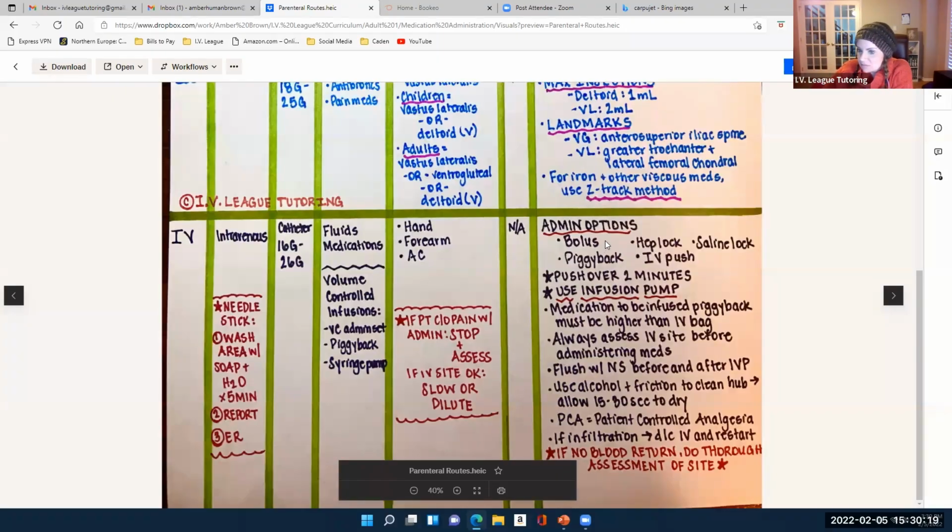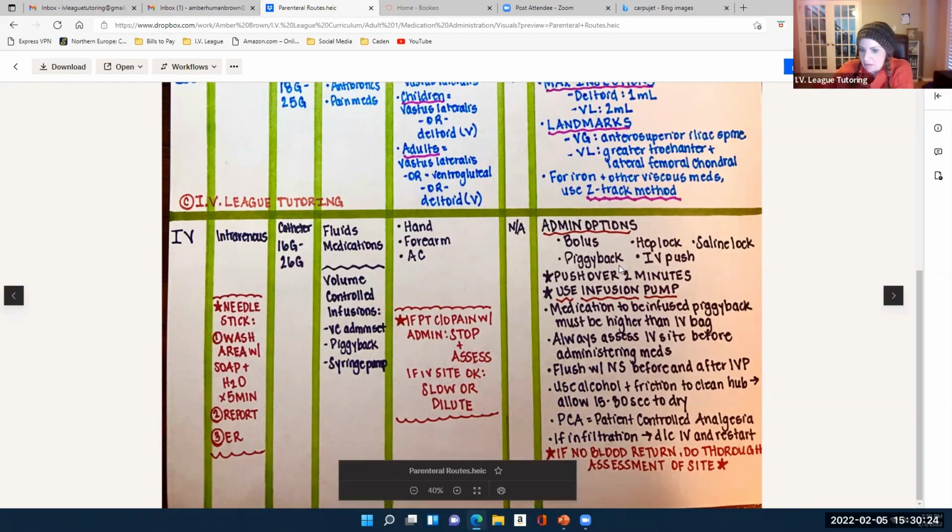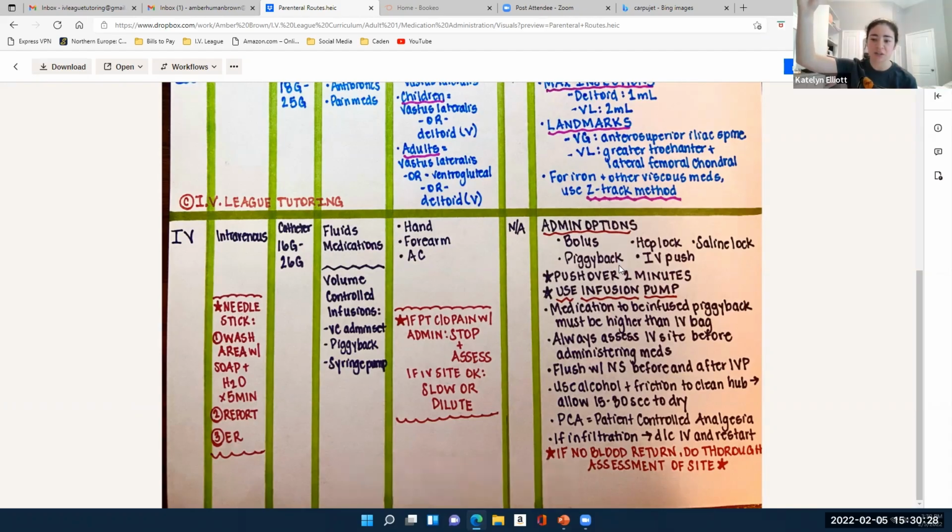Y'all know what a bolus is? It's like a lot all at once. Yes. Piggyback. You give it after something, where it hangs higher, and you're giving it with an IV infusion solution. So they'll get it with their normal saline.